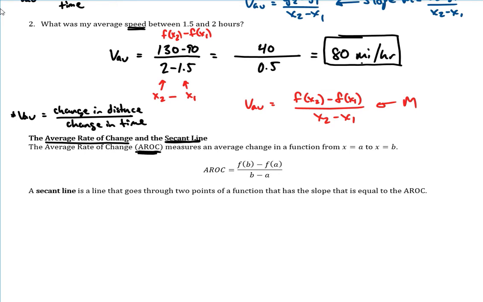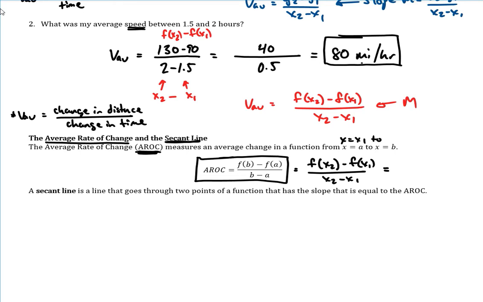Well, the average rate of change, which we'll often abbreviate AROC, like as seen right there, measures an average change in a function from x equals a to x equals b. So just like what we did on this. So what they used in this is one more form with the different letters. We could have also said it's the same as the ones that we wrote. So f of x2 minus f of x1 over x2 minus x1 is the same formula. They're just using x equals a to x equals b. It's just like saying from x equals x1 to x equals x2.